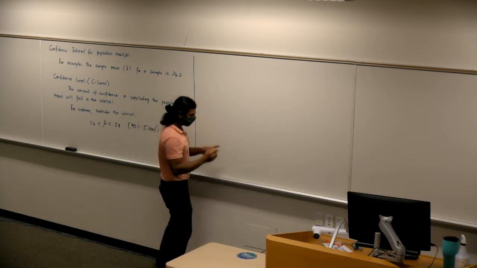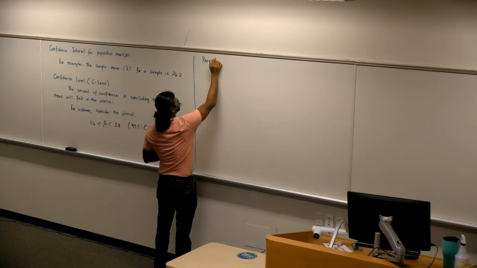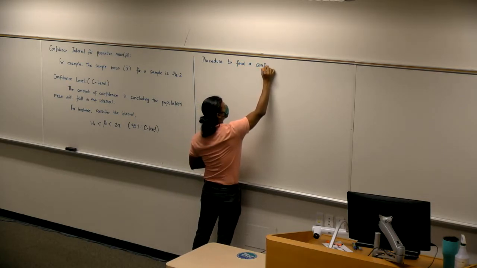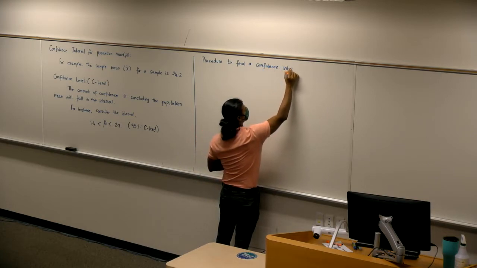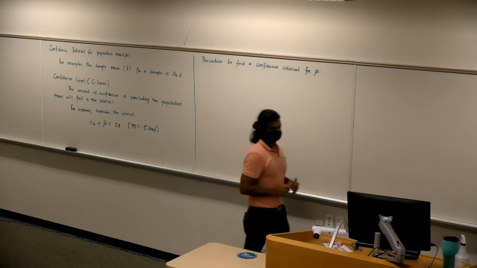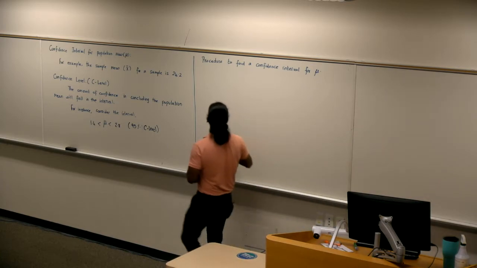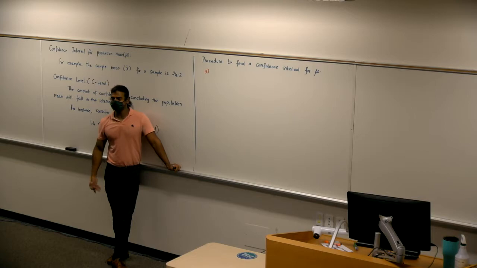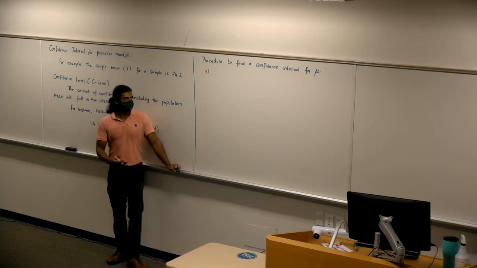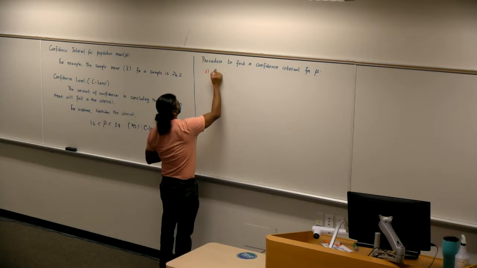So that's just the introduction. Now the procedure to find an interval. What is the most important thing that we would need? The mean. Where do you get the mean from? Because you're talking about, for example, the sample mean is for a sample. Right, so where would we get the mean from? The sample. So the most important thing is to have a sample.